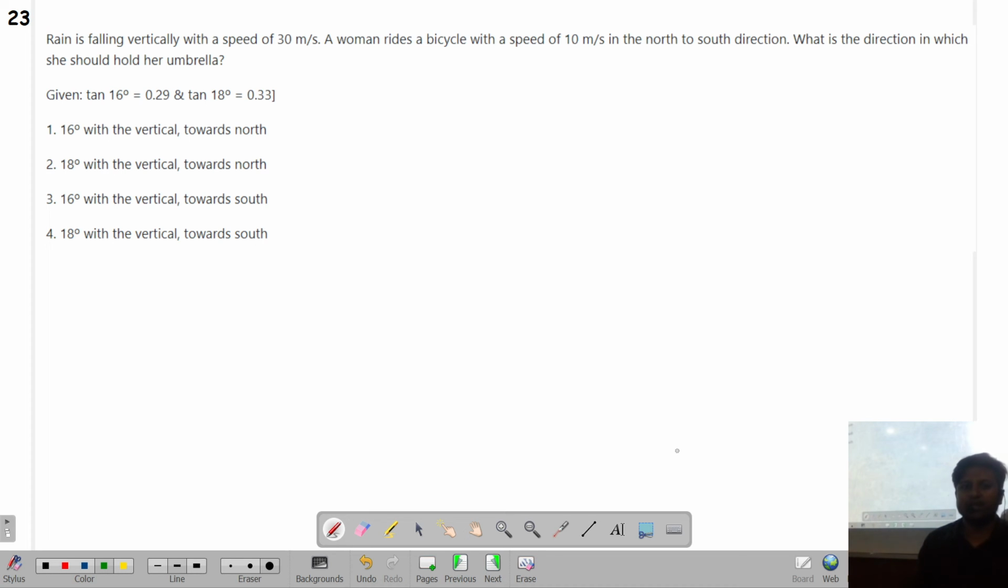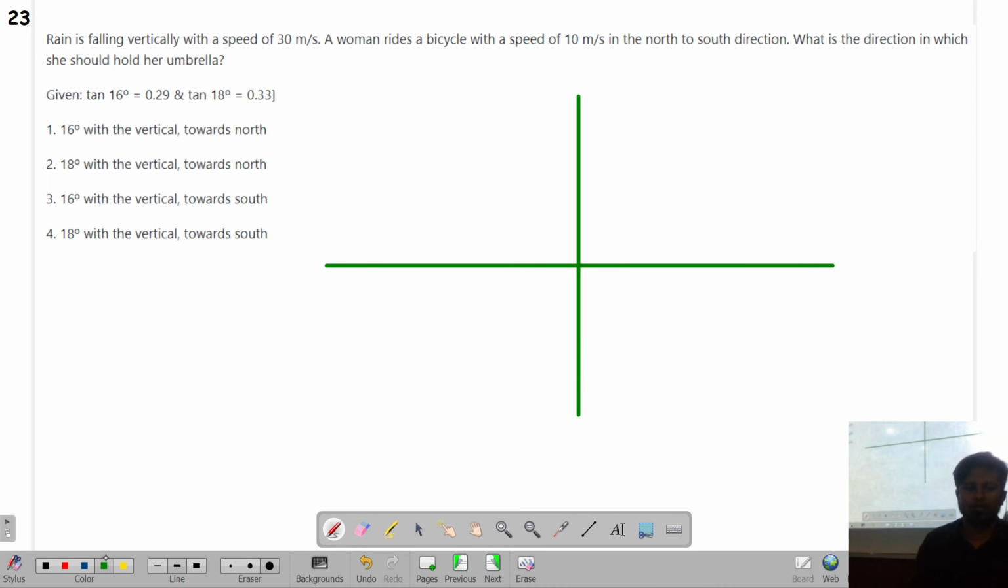Rain is falling vertically with the speed of 30 meter per second. So this is my velocity of rain, equal to 30 meter per second. A woman rides a bicycle at 10 meter per second from north to south. Consider this direction to be north and this to be south. The woman is riding along this path, north to south, with a velocity of 10 meter per second.